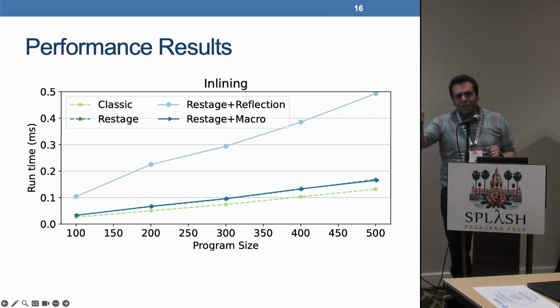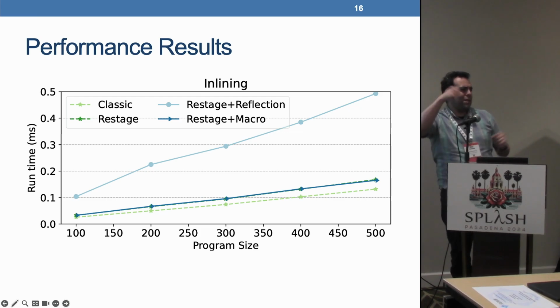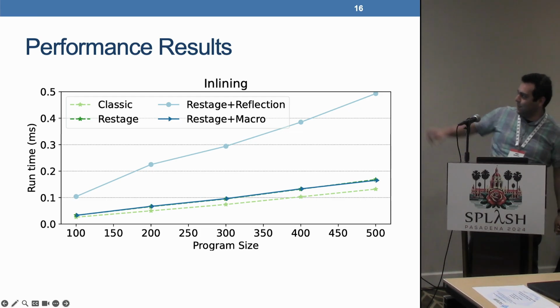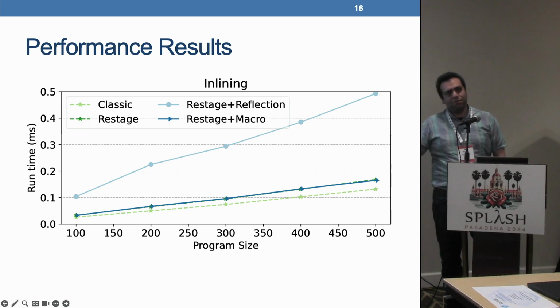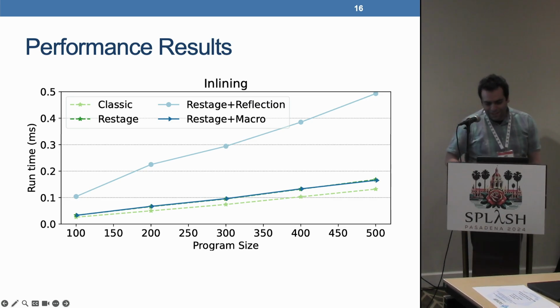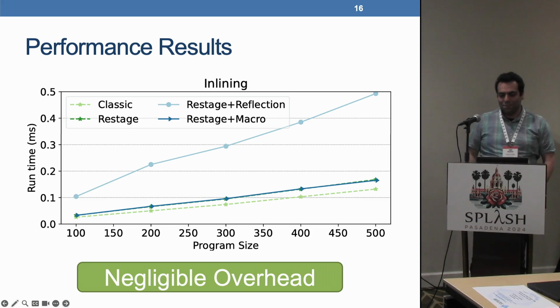If you use reflection, of course, you're doing the generation of that boilerplate in the runtime, so there is going to be a huge overhead. So the takeaway message here is: don't use reflection, use macros. And you would have negligible overhead.